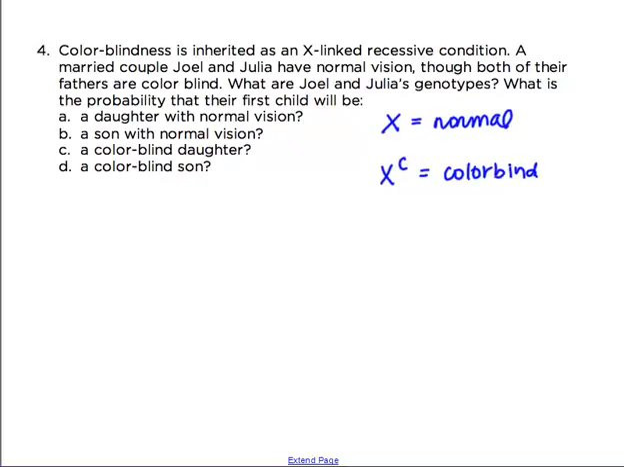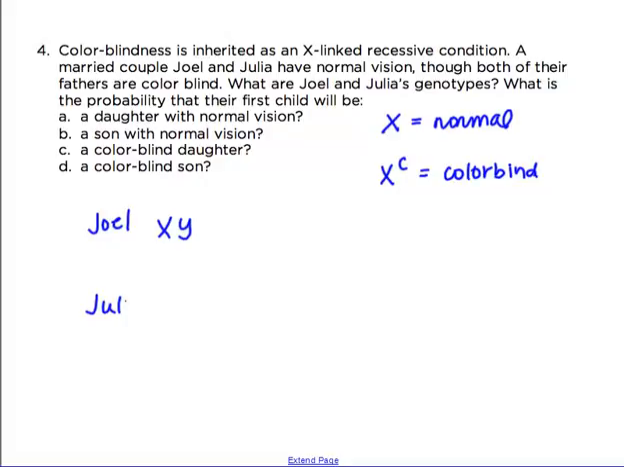Okay. Now both Joel and Julia have normal vision. So for Joel, his genotype is pretty easy. If he was colorblind, that means he would have to be X little c Y. But because he has normal vision, that means he's just normal XY. So Joel is just XY. And even though his father was colorblind, that doesn't matter in his case because he got his Y chromosome from his father and his X chromosome from his mother.